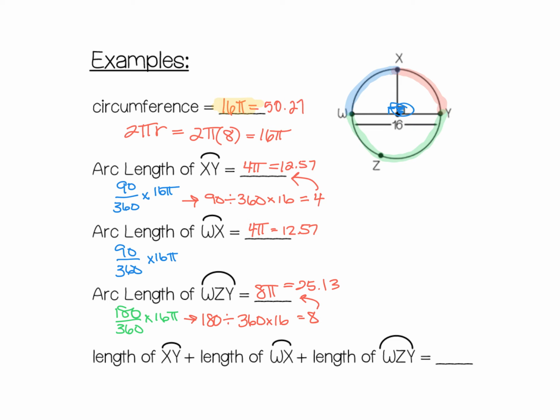Last up, we're just going to add all of our arc lengths together. So the length of xy, that is right here, that's 4 pi. The length of arc wx was 4 pi, and the length of wz was 8 pi. So 4 and 4 and 8 gives you 16. That's the distance around the whole circle, and don't forget that pi symbol.